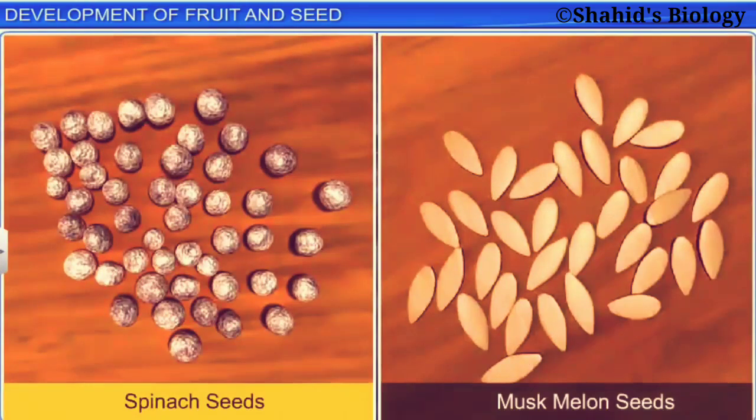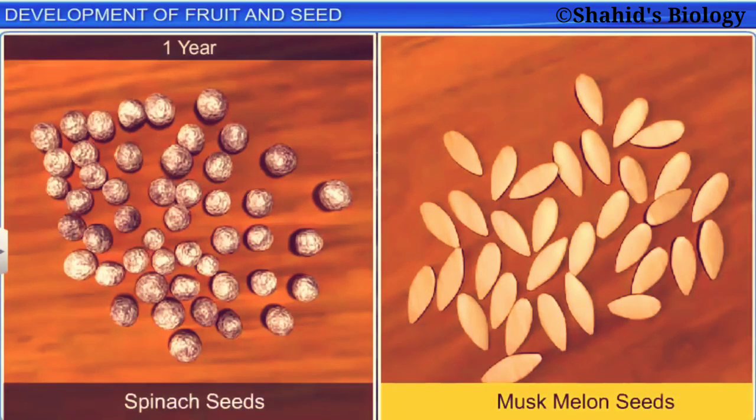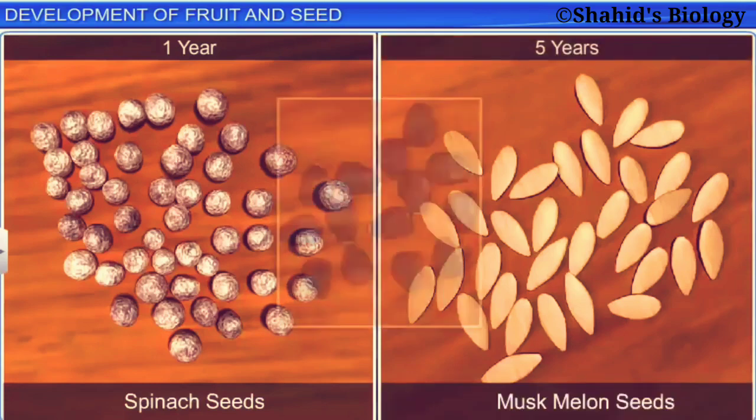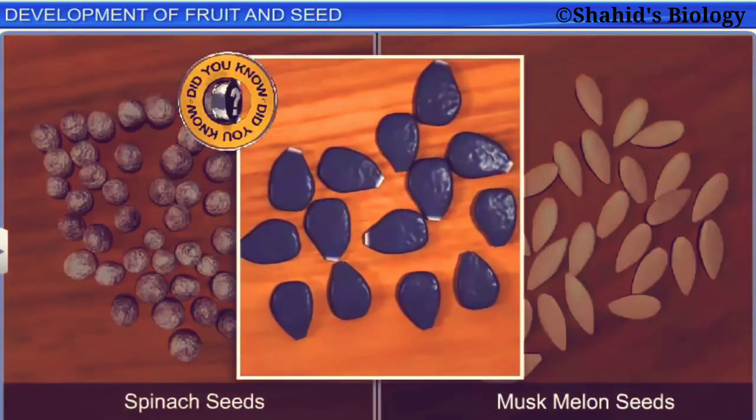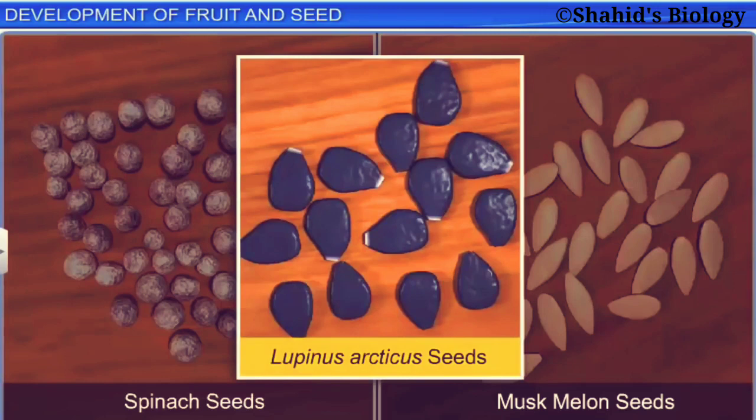The seeds of spinach, for instance, remain viable only for a year or so, whereas muskmelon seeds remain viable for 5 years. Did you know that excavations around the Arctic tundra region have led to the finding of seeds of Lupinus arcticus, which remained viable for 10,000 years before germinating and flowering?